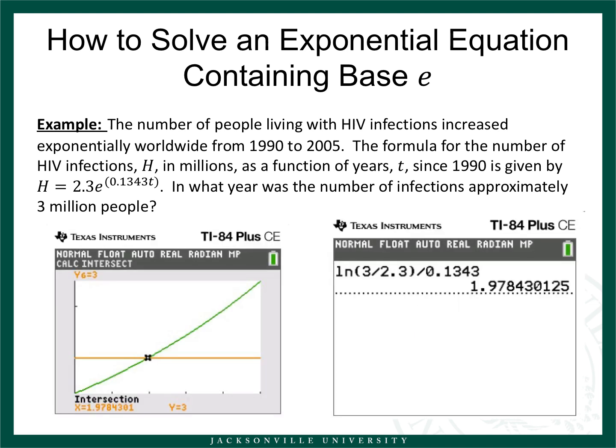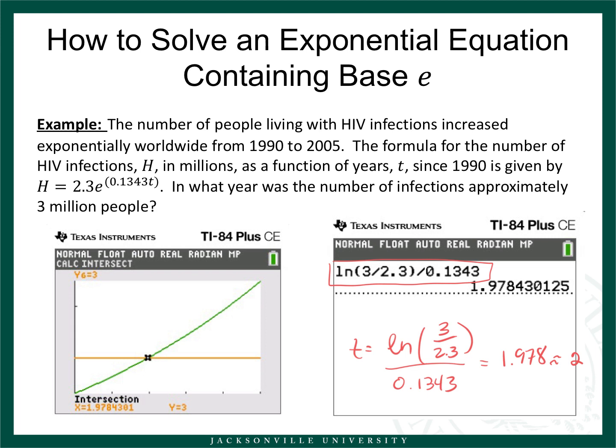In this slide here, I just want to show you how you get that approximation by typing it into your calculator. So I've got a screenshot on the right-hand side here. If you type in, so we said t was equal to the natural log of 3 divided by 2.3 and divide that whole thing by 0.1343, your calculator gives you approximately 1.978, which we round to 2.